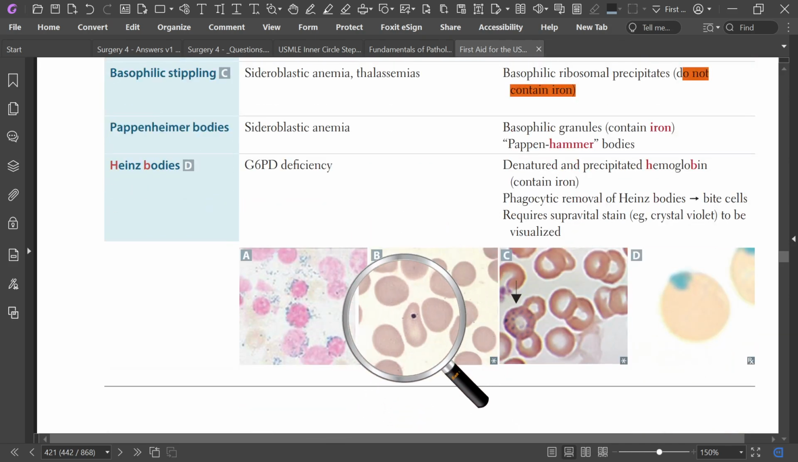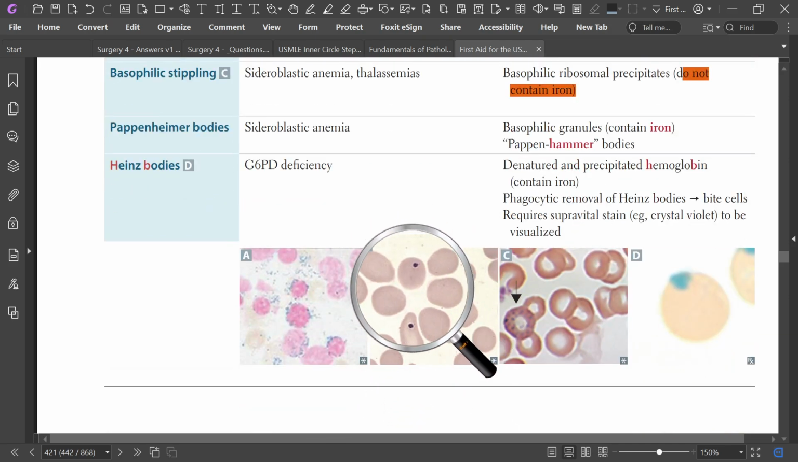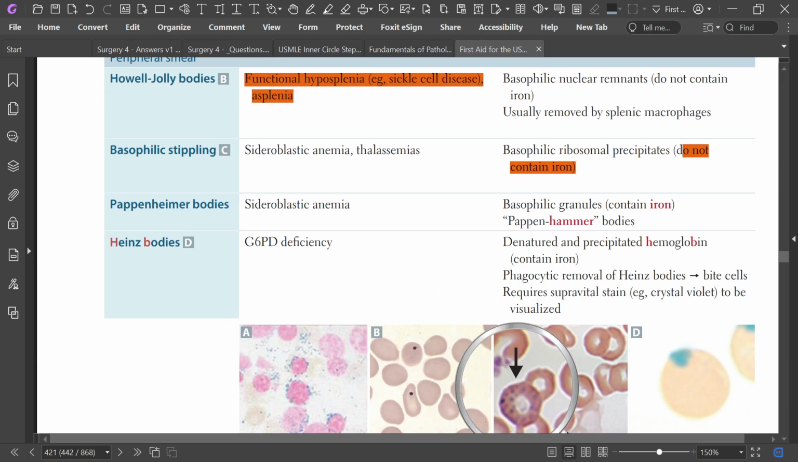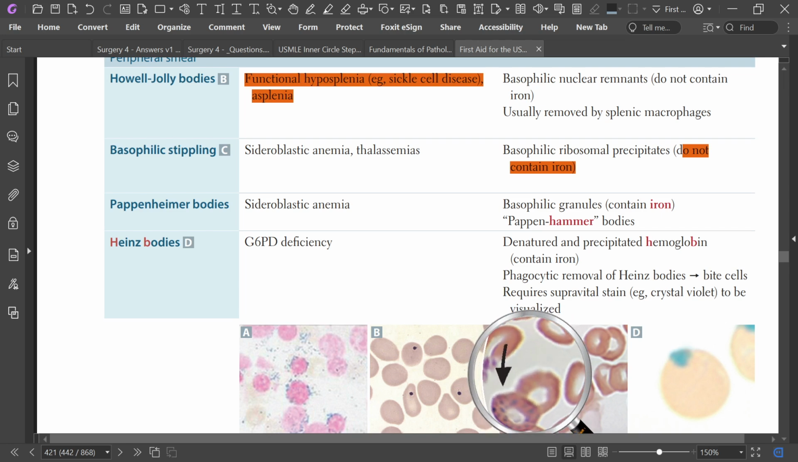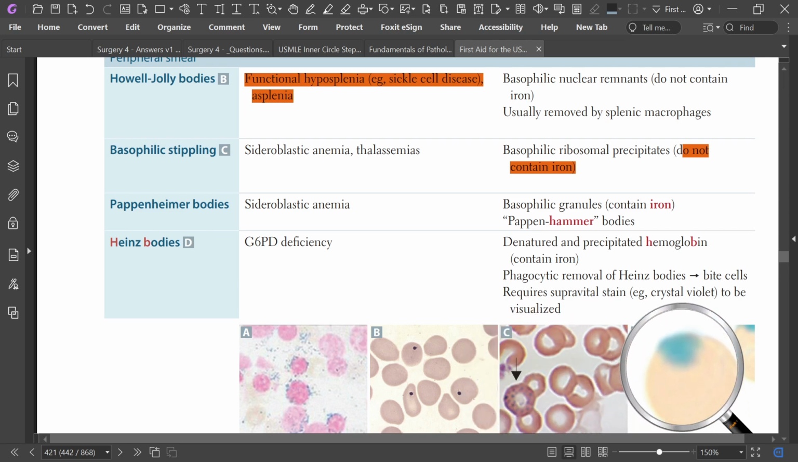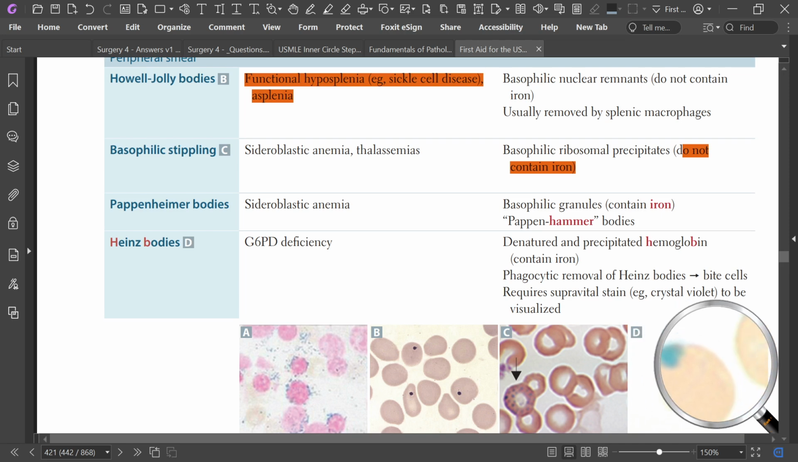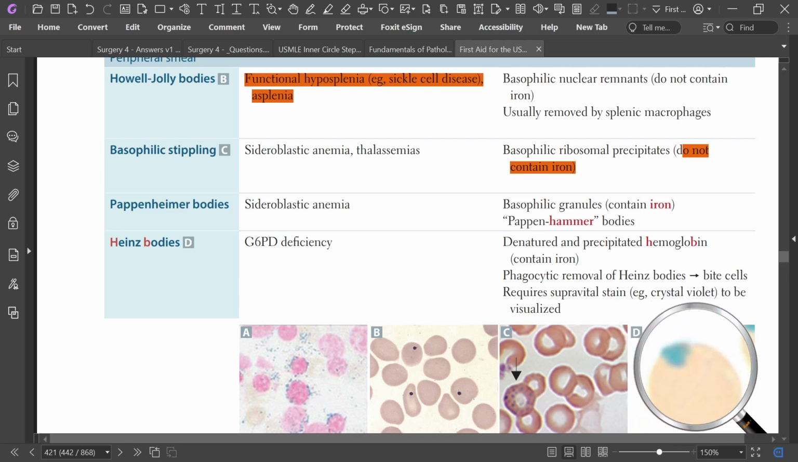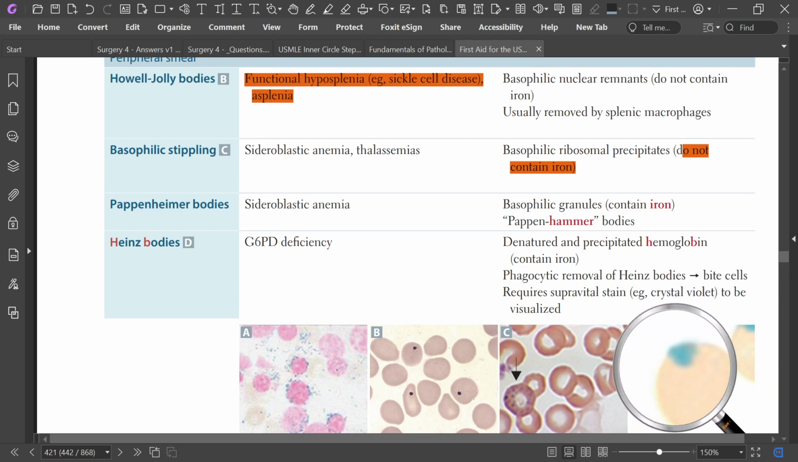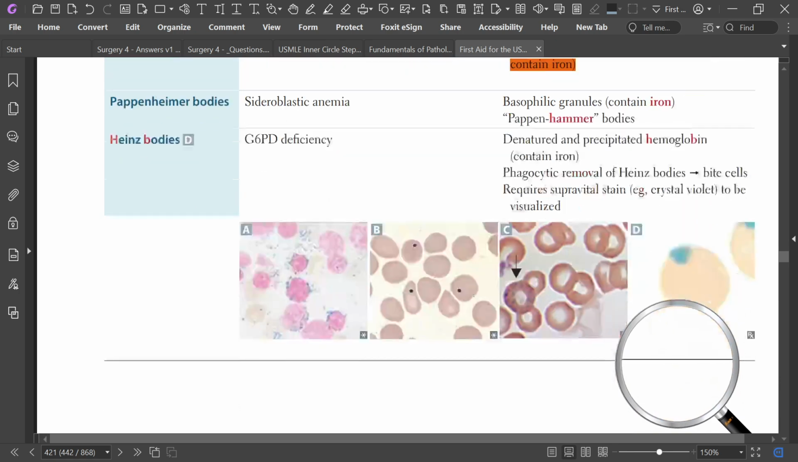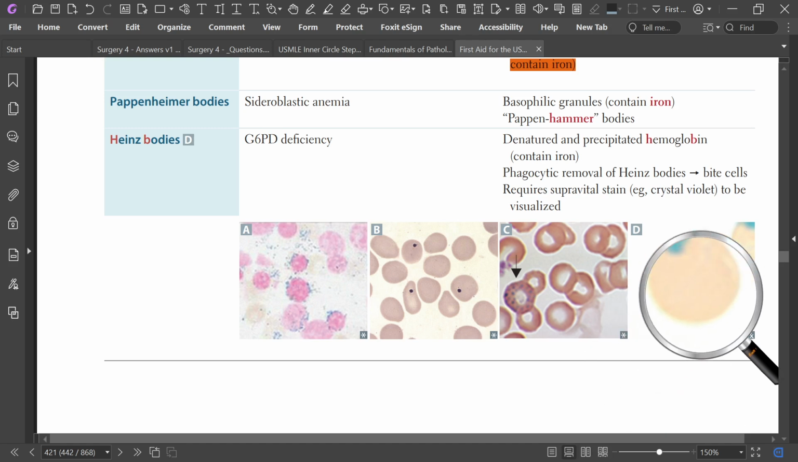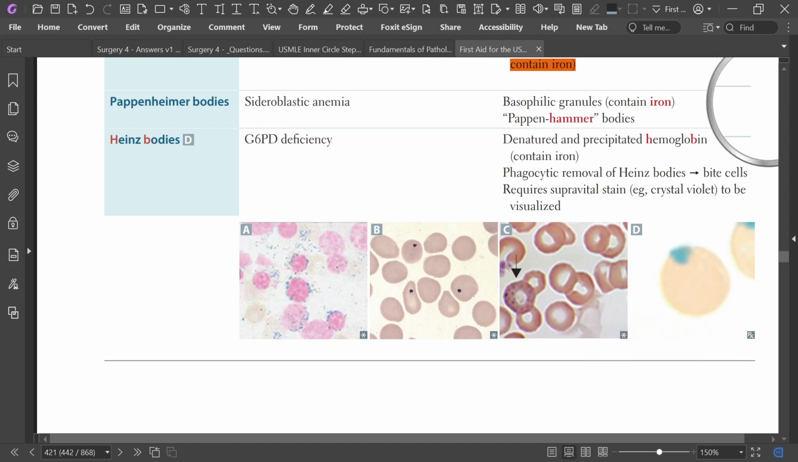B is Howell-Jolly body. This black one is a Howell-Jolly body. And third, this is basophilic stippling. This is basophilic stippling, and this is Heinz bodies: denatured and precipitated hemoglobin containing iron. Okay.